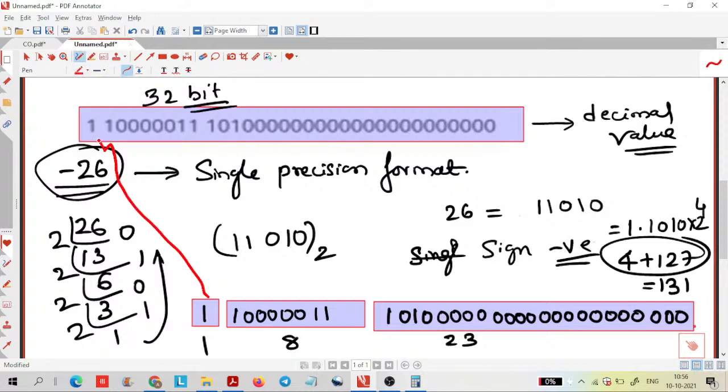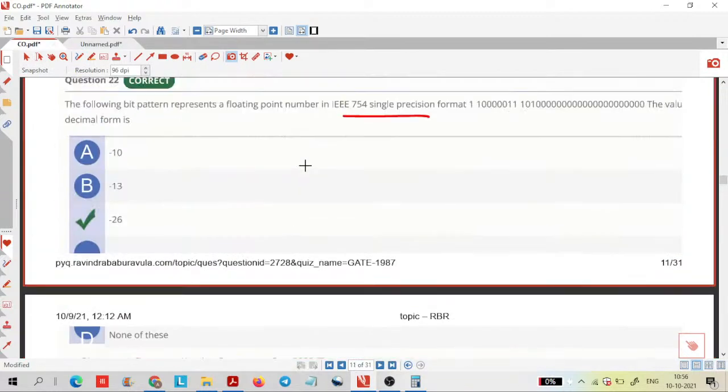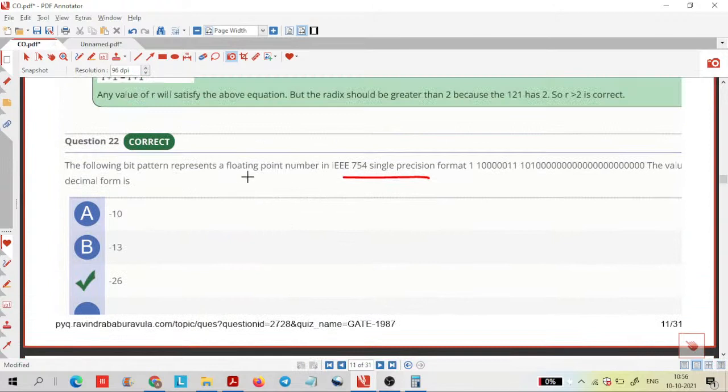See, this is the sign, and it's 1 5 times 0 1 1 and 1 0 1 0 and remaining. Means in this case I have just reversed them. Actually in the examination, what they give is that you have to convert the single precision floating point format into the decimal form. Okay, so just now I have shown it in a reverse way.